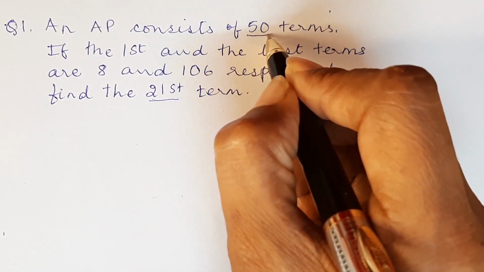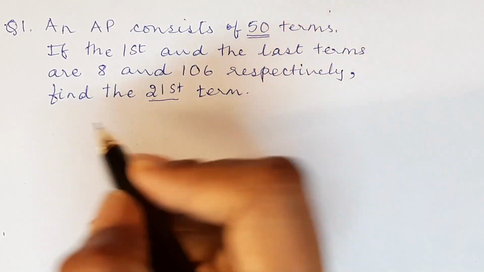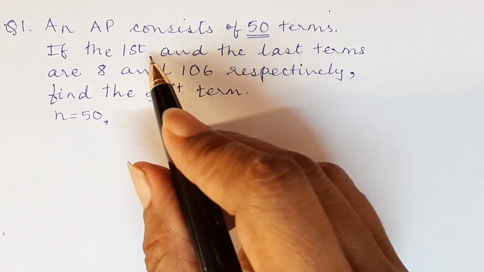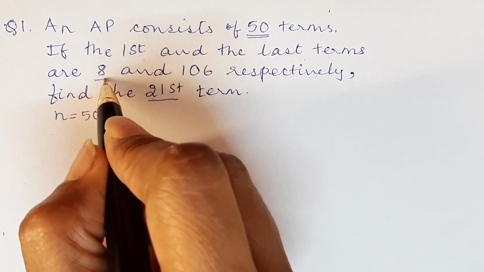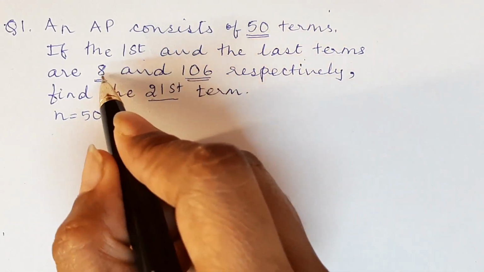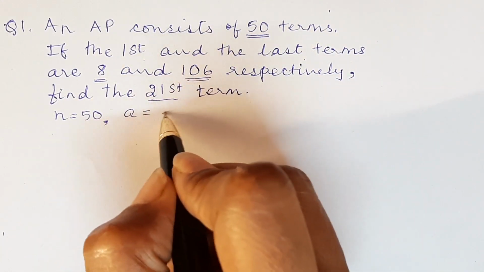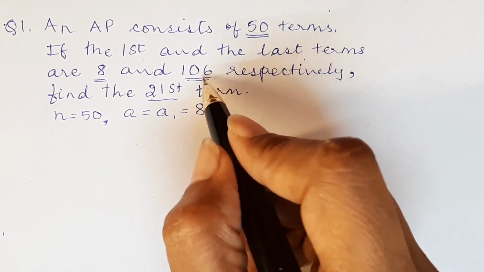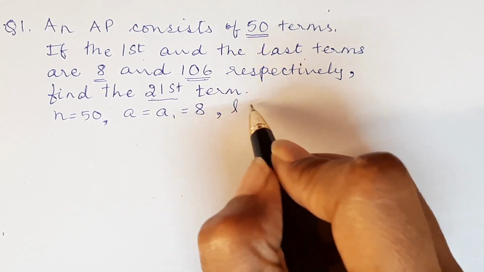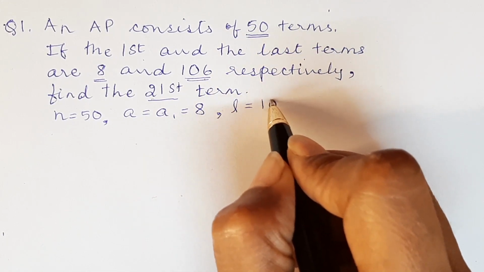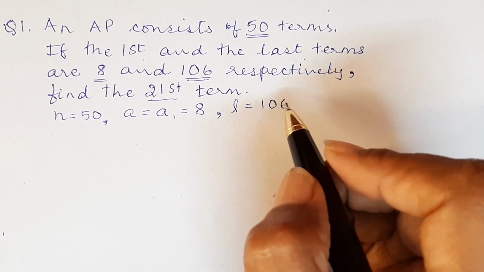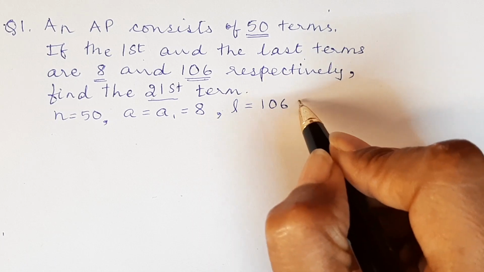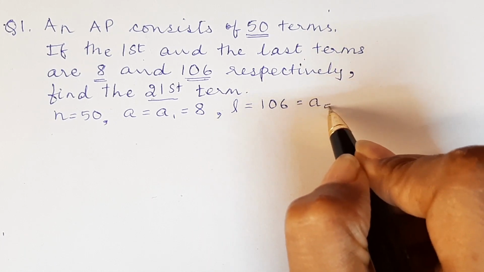We know the number of terms, that becomes n. We know the first and the last term. So the first term is A, which is A1, which is equal to 8. And the last term is equal to 106. Now, the last term becomes which one? 50th term. So this becomes A50.